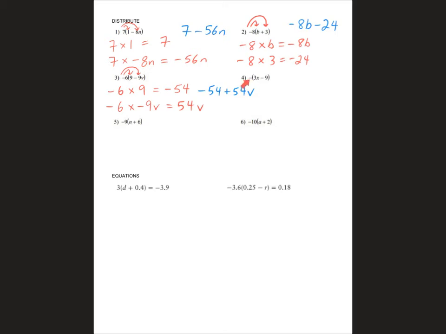Remember this negative right here is going to be a -1 times these two. Okay, so maybe I'll rewrite that for you so you can see it, and then pause the video and try it. So this is actually -1 times 3x minus 9. And see if you can get the correct answers. And then when we come back, we will try these equations at the bottom. So pause the video and try 4, 5, and 6, and then come back and the answers will be there for you.